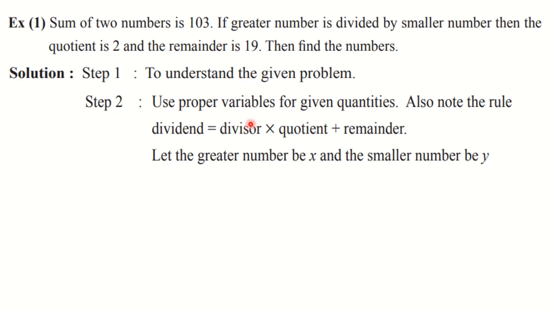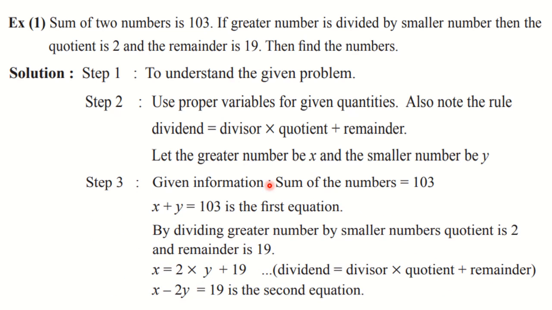Now we are going to take two variables. So let the greater number be x and the smaller number be y. Always write it this way. Don't write "let the numbers be x and y," because then it is not clear which is smaller and which is greater. Always read the question carefully. Since the words greater number and smaller number are given, use the same words here. Let the greater number be x and the smaller number be y. So this is step 2: we have understood the problem, and from that we have taken suitable variables for the quantities.